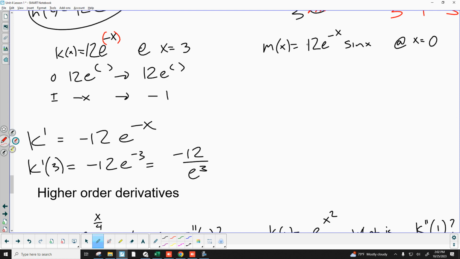We see the 12e to the negative x, we see the sine x. The first thing you should notice is that you have x's times x's. The second thing you should notice is that the derivative of 12e to the negative x is negative 12e to the negative x. You already did it. So go ahead and write down the derivative of 12e to the negative x times sine x, and plug in 0.